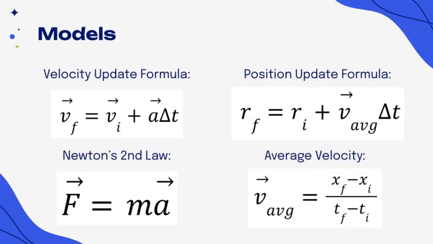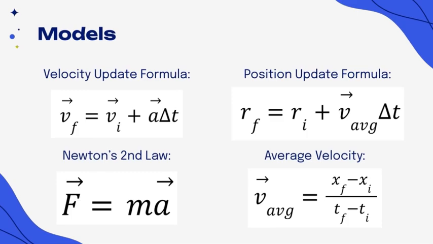These are the models or formulas used for this experiment. The velocity update formula, where Vf equals final velocity, Vi equals initial velocity, a is for acceleration or net force, and delta t is the change in time, is important for the computational model. Because the net force is 0, due to constant velocity, the model will maintain the same velocity for each calculation.